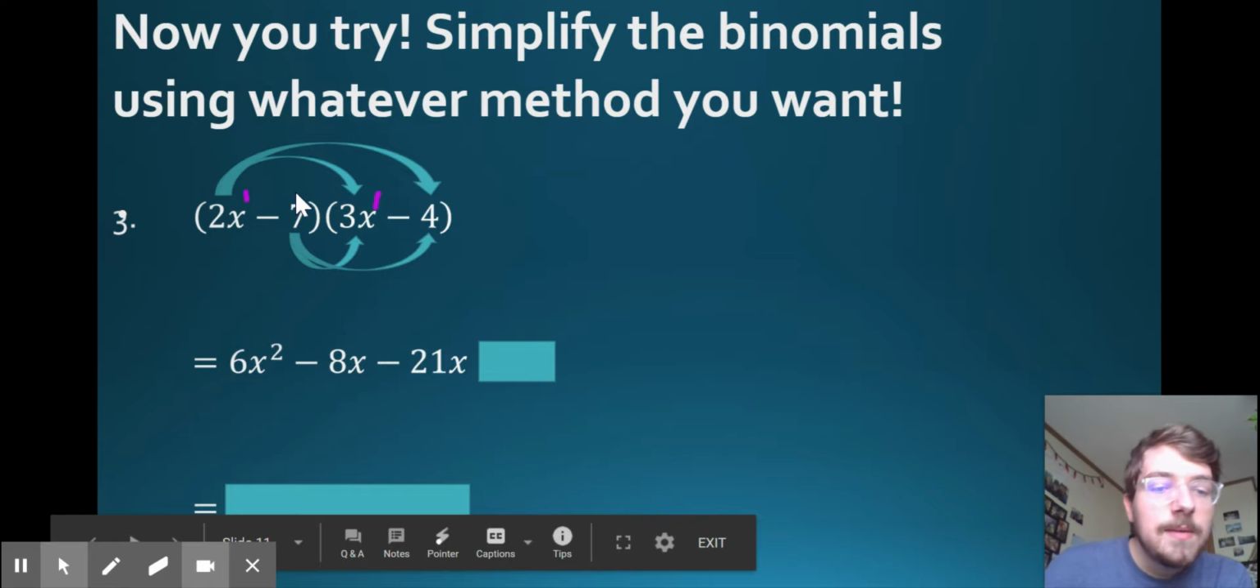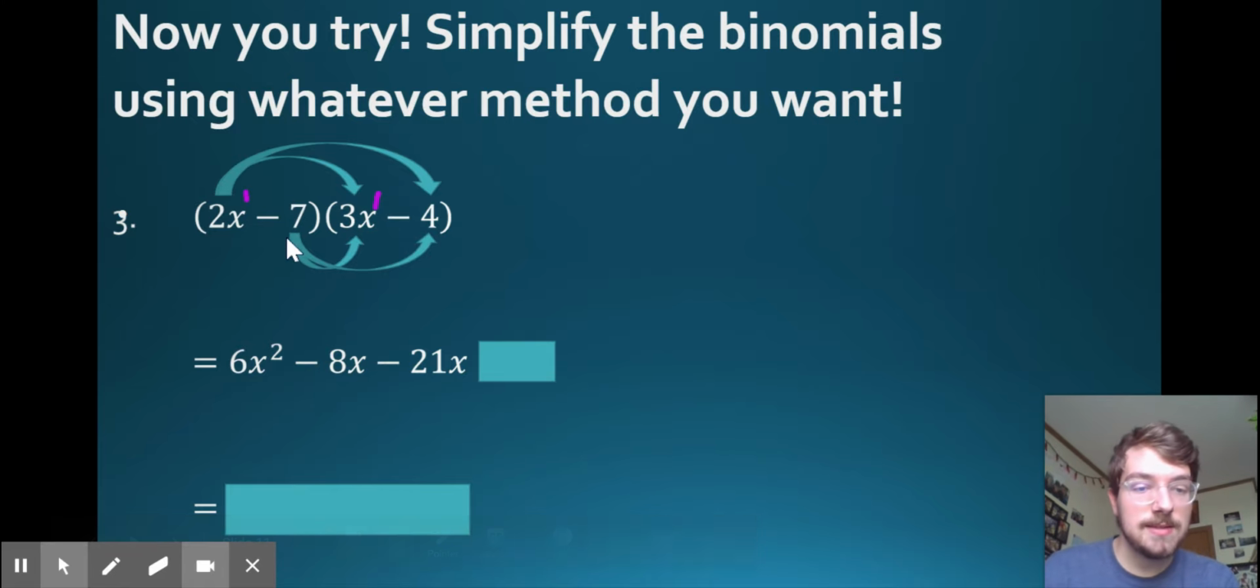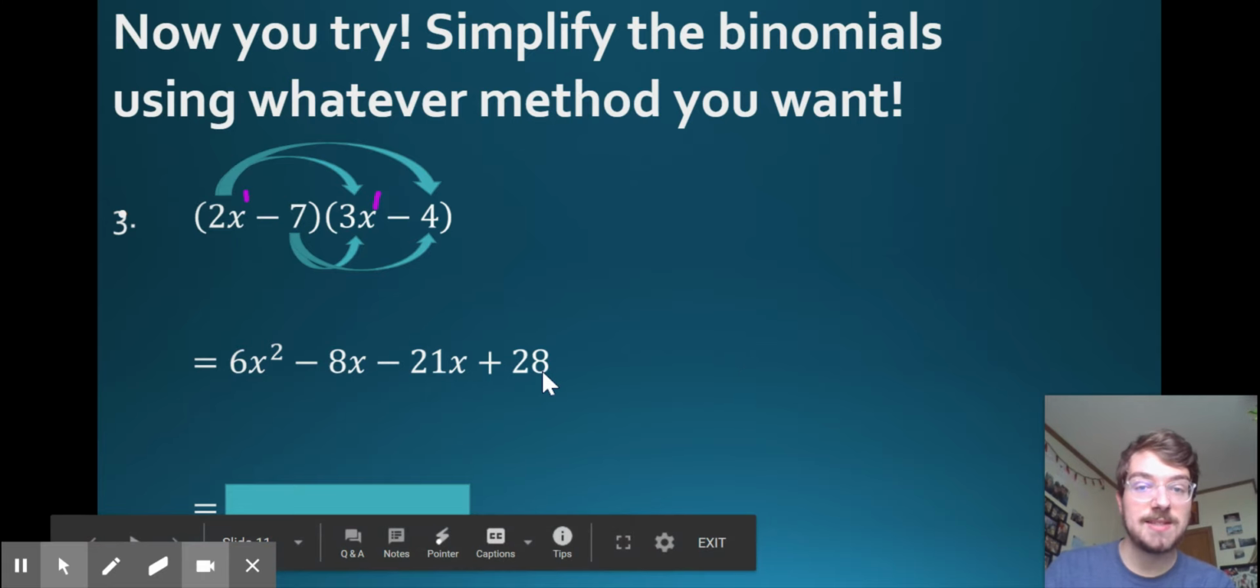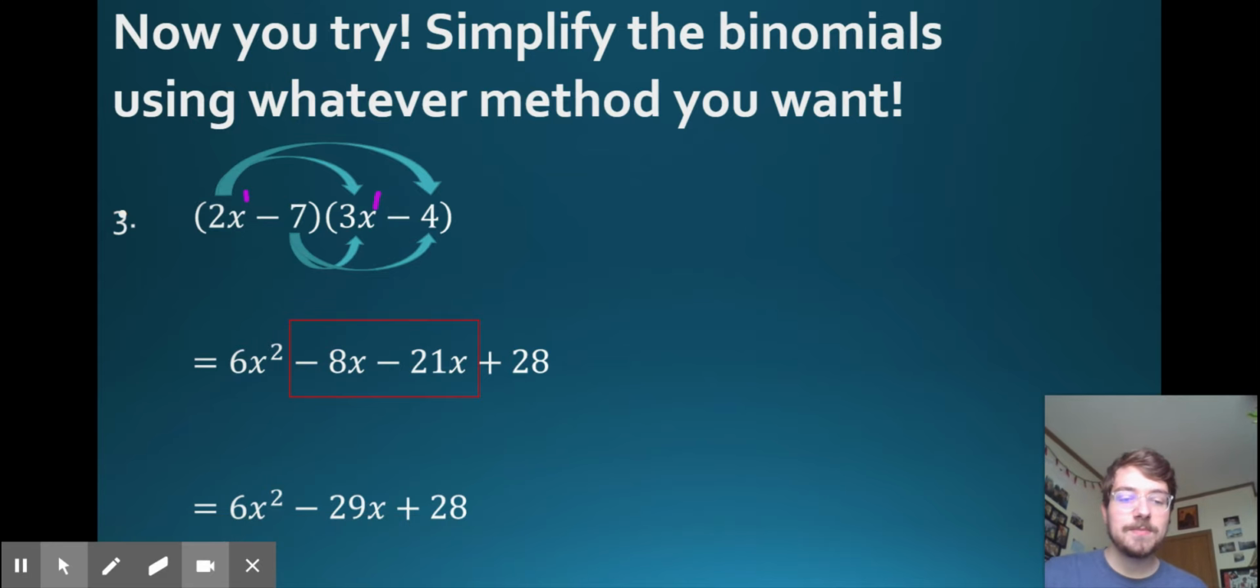And last step, these are both negatives. So I've got negative 7 times negative 4, which is going to give us positive 28. Calculators are our BFFs. So I should have plus 28 in my polynomial. And then we've got to combine our like terms, obviously, and they're both negatives. So I've got negative 8x minus 21x. In a calculator, negative 8 minus 21, I should have negative 29. So I'm going to keep those two terms on the outside, but I'm going to have negative 29x in the middle.